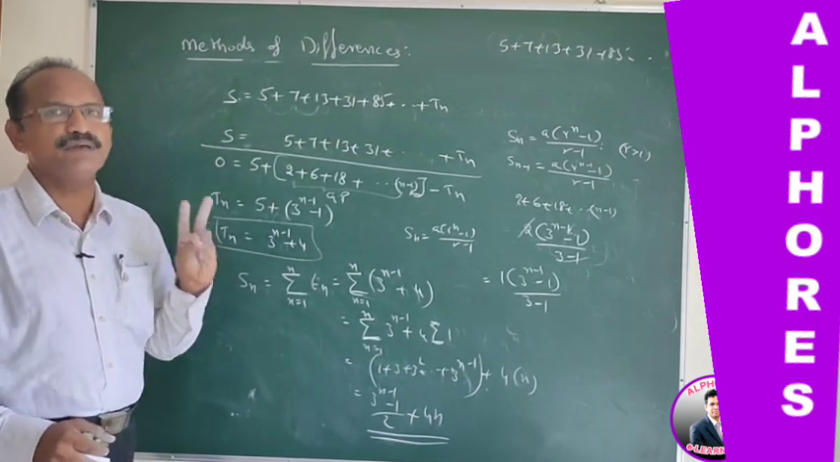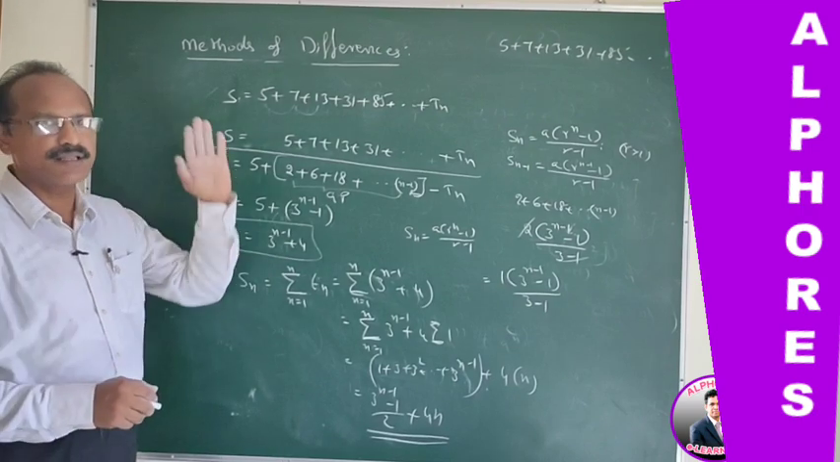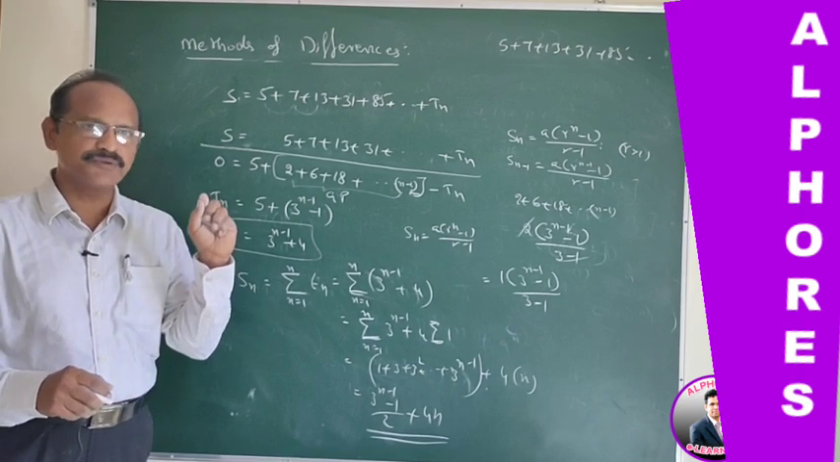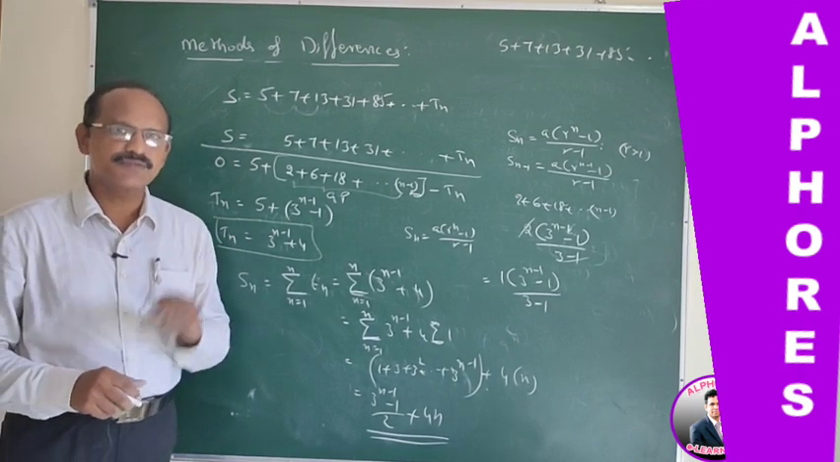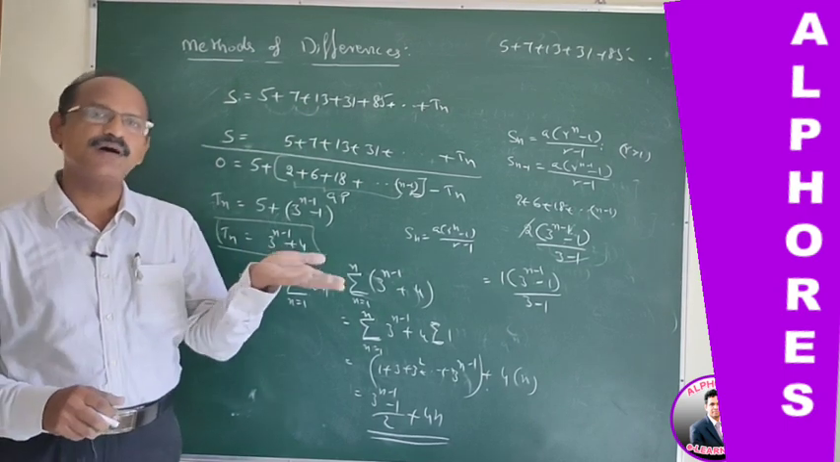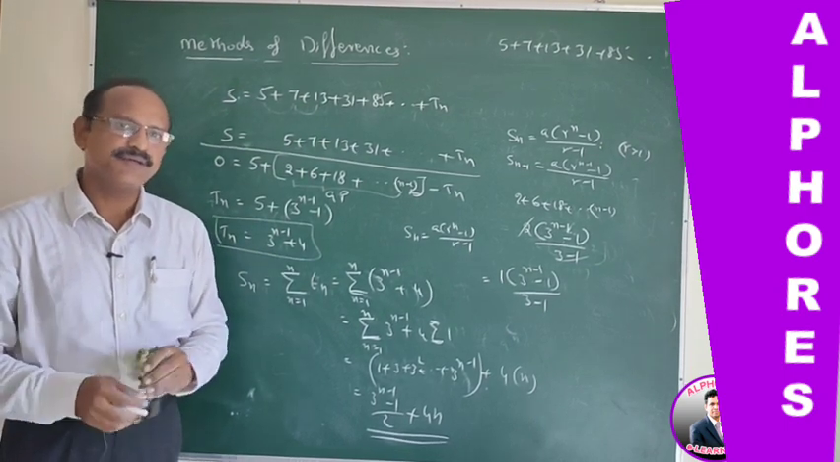So these are the two types under the method of differences. The method of differences concept is used for a sequence in which the differences of successive terms form either an AP or a GP.